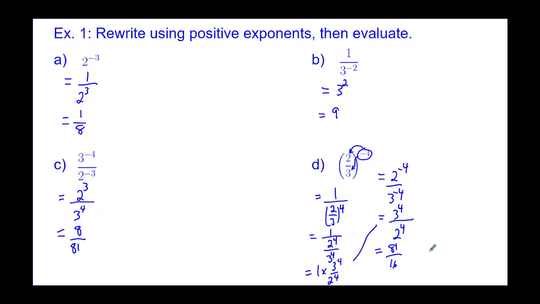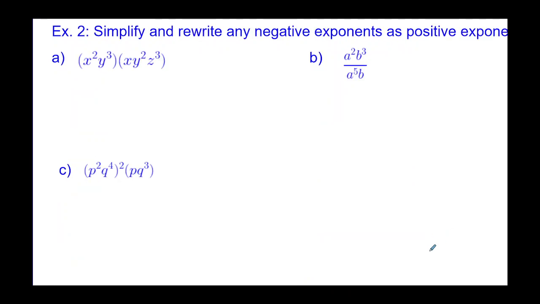All right, and I believe one more set of examples here. All of the examples we've done so far have included some numbers. The same is true for variables. So simplify and rewrite any negative exponents. It looks a little bit messy here, but we have x squared y cubed times xy squared z cubed. Now remember, we can only multiply powers with the same base and simplify. We can still multiply if they don't have the same base, but there's no way to simplify.